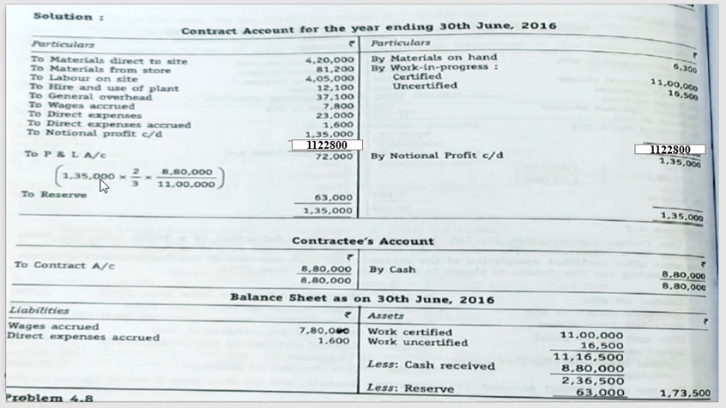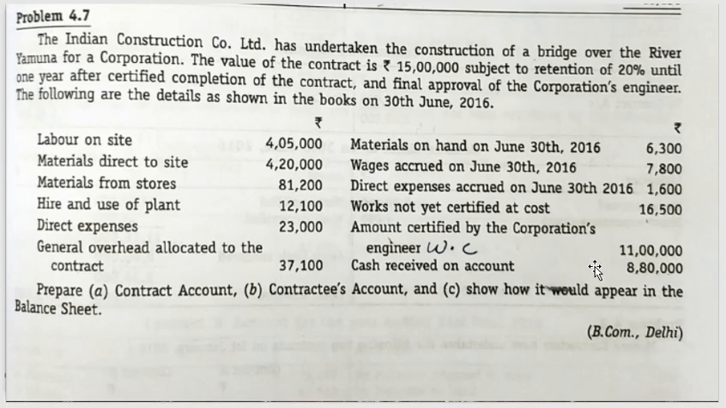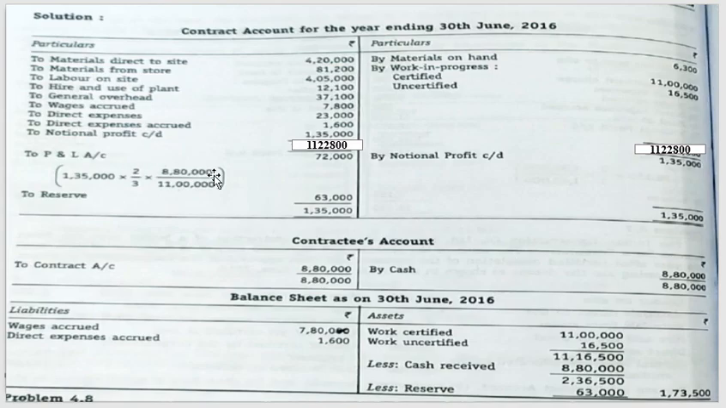So the amount to profit and loss is notional profit into 2/3 into cash received divided by work certified. Your notional profit is 1,35,000 into 2/3 into cash received, which is stated in the question as cash received on account of 8,80,000, divided by 11 lakh, your work certified. After calculating, you will get 72,000. So out of 1,35,000, 72,000 will be transferred to your profit and loss, and the remaining will be transferred to your reserve to carry on further activities.